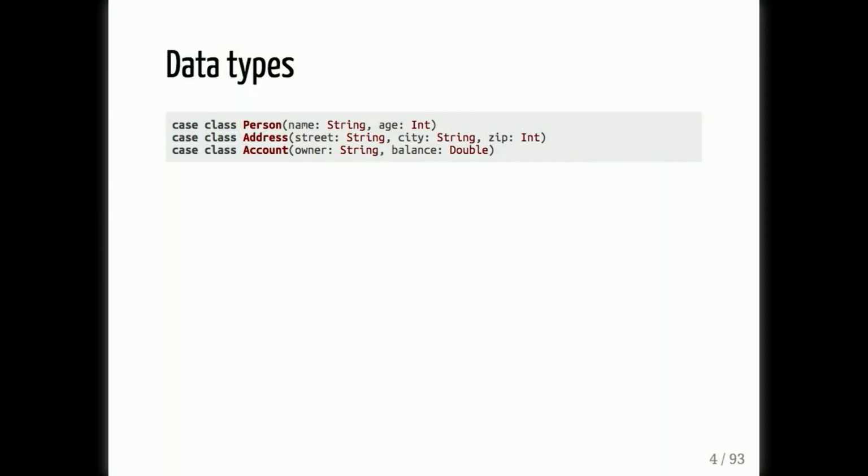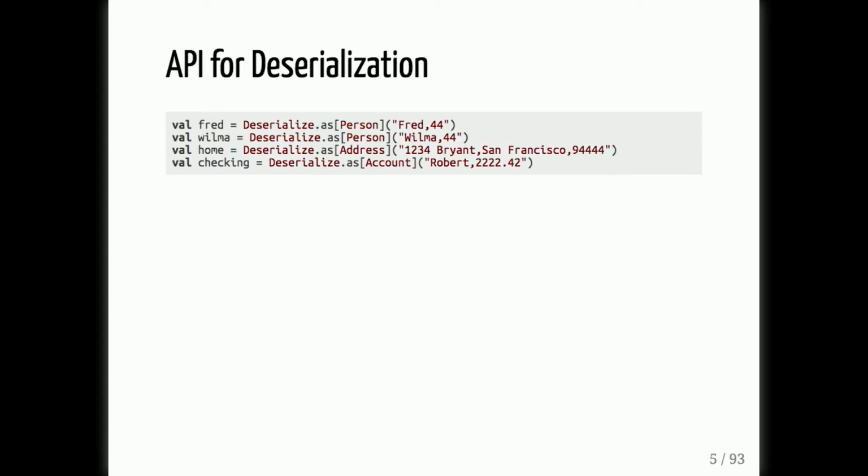So the canonical use case I'm going to take is serialization or deserialization. And so I'm going to start with some very simple data types here. There's a person, address, account with strings, ints, and doubles wrapping them. And we want to have an API for deserialization. In this case, it's just a simple text format. You could also call this a parser, but it's comma-separated values where if we have person Fred and their age, we should be able to deserialize it okay as a person.